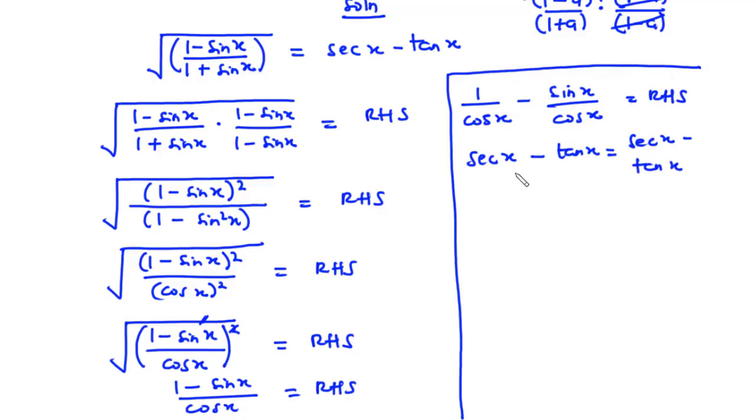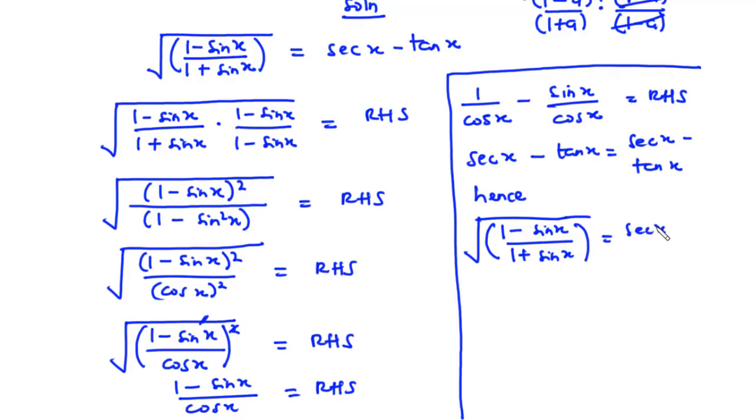Now since the expression on the left hand side is equal to what we have on the right hand side, we say that hence the square root of 1 minus sine x over 1 plus sine x is equal to sec x minus tan x.